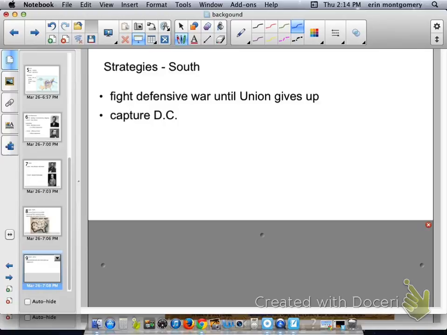First president killed by an assassination. First president to be on a coin. What coin? Penny. And what else is he on? Good.